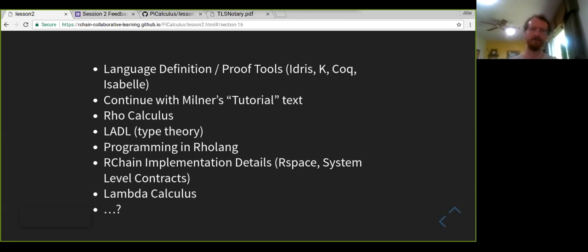We could jump from here to an extension of the rho calculus, and then from there we could go into the LADL paper, and we'd probably need a stronger mathematics or type theory introduction as well for that. We could do programming in Erlang. We could go over some RChain implementation details, the RSpace, system level contracts, that sort of stuff. We could go over the Lambda calculus, or really any other ideas that you might have.